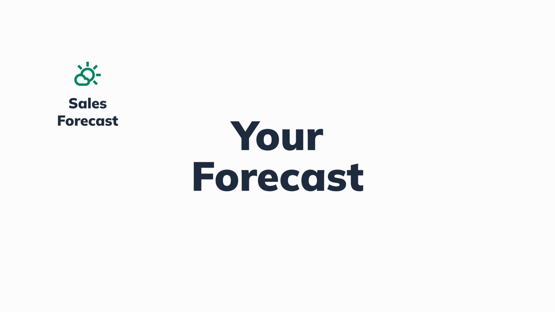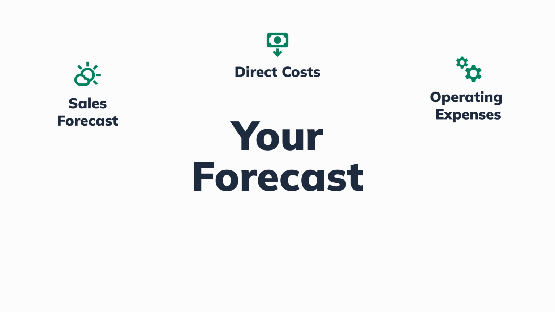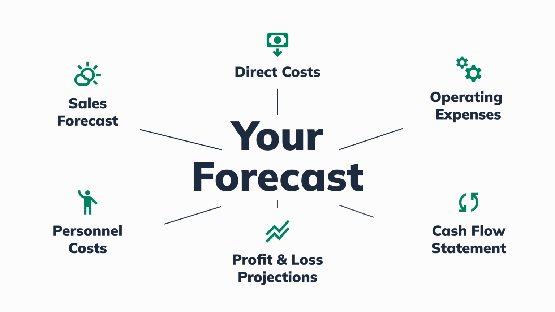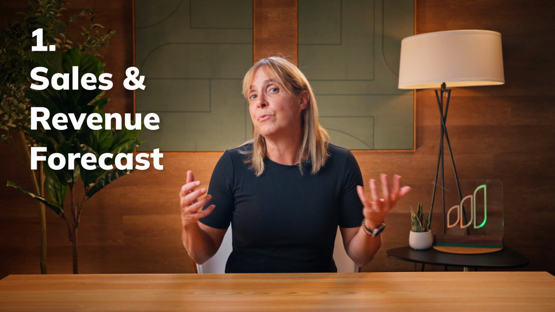Think of it as 6 interconnected pieces: your sales forecast, your direct cost, your operating expenses, your personnel costs, your profit and loss projections, and your cash flow statement. Each component tells a part of your financial story. You're not just crunching the numbers, you're setting financial goals, and then you're creating a strategic framework to achieve those goals.